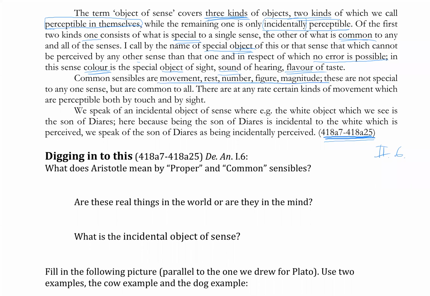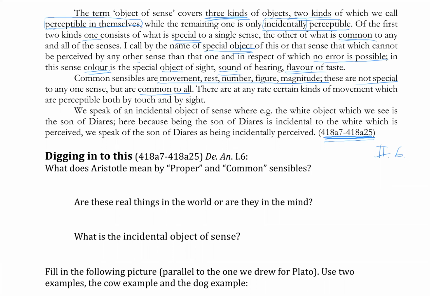So common sensibles are these guys. These are not special to one sense, but are common to all. There are at any rate certain kinds of movement which are perceptible both by touch and by sight. Okay, so we'll come back to that.